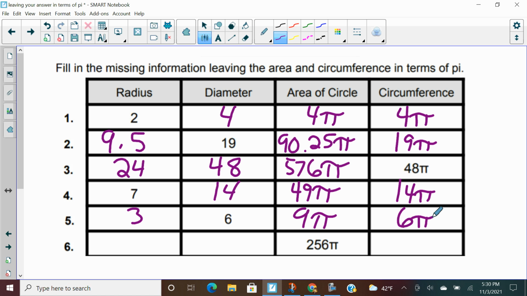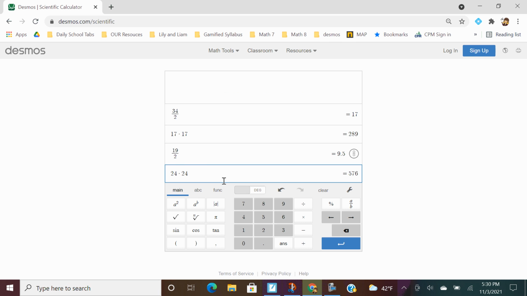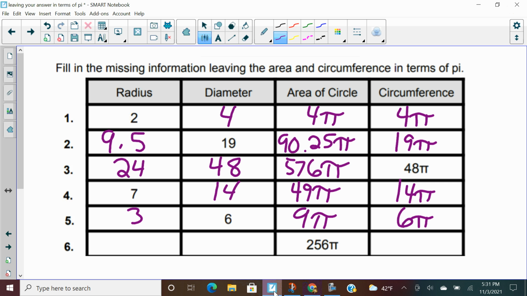In my last example, I get 256. I don't know what that is off the top of my head, so I'm going to find the square root. On my square root key, I type in 256, it's 16, which means that my radius is 16, which means my diameter is 32, and then my circumference is 32 pi.